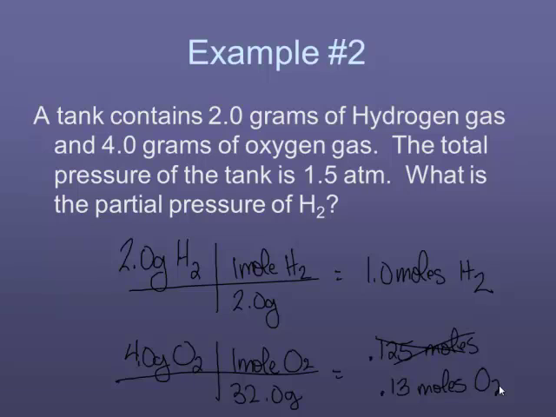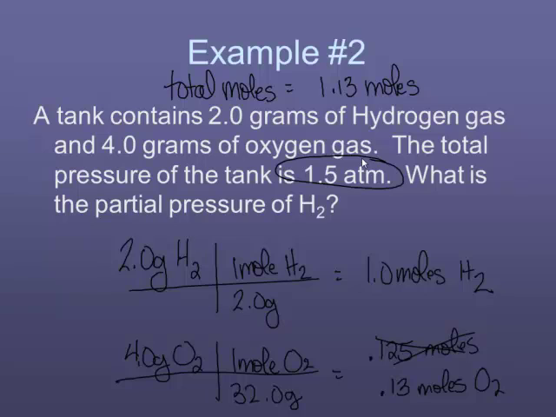So we just calculated the number of moles of each type of gas. That was our first strategy. The second step then is to figure out the total number of moles of all the gases combined, and then compare that to the total pressure of the system. I'm simply going to add these two, and you can do that in your head. The total moles in the system is 1.13 moles. They told us the total pressure of the system is 1.5 atmospheres.